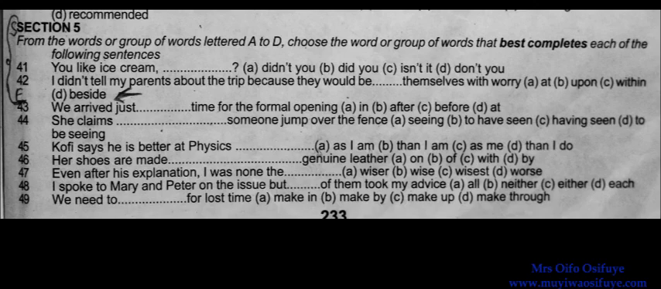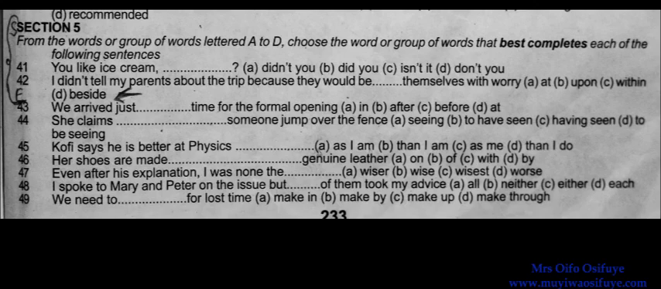If you notice, the instruction we have in section 5 is almost the same as the instruction we have in section 2. In section 2, it says choose the word that best completes each of the following. But in section 5, it says choose the word or group of words. So the options can be one word or a group of words. Now let's look at the examples that we are going to use.